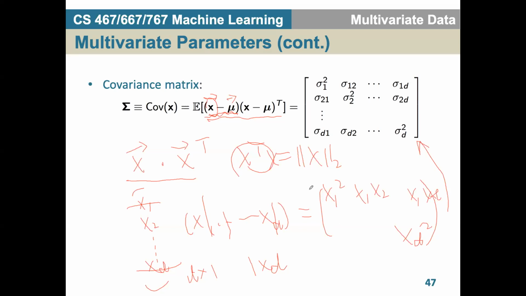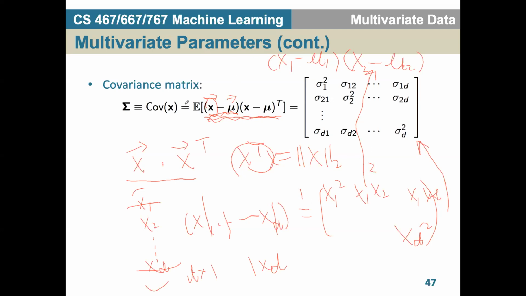Because here we are talking about this minus mu. If you look at this term, we are saying this should be x1 minus mu1 times x2 minus mu2, something like this. This is the first row, second column. So i is the first column, the first variable, and j is the second variable, x1, x2.